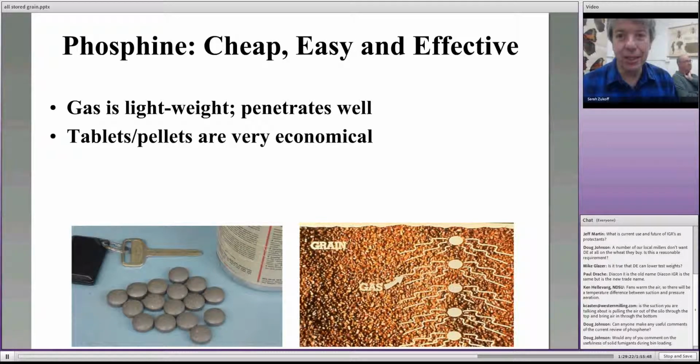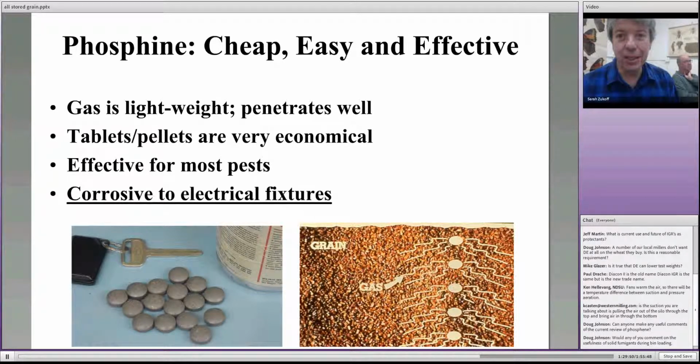The tablets and pellets are very economical when you do the pricing per bushel, especially if you're doing your own application, or even when you hire an applicator. It is fairly economical compared to losing all your grain to insects. And it is effective for most pests, pretty much all the ones we're concerned with. Mites turn out to be difficult to kill sometimes with phosphine, and some of the insects can be resistant.